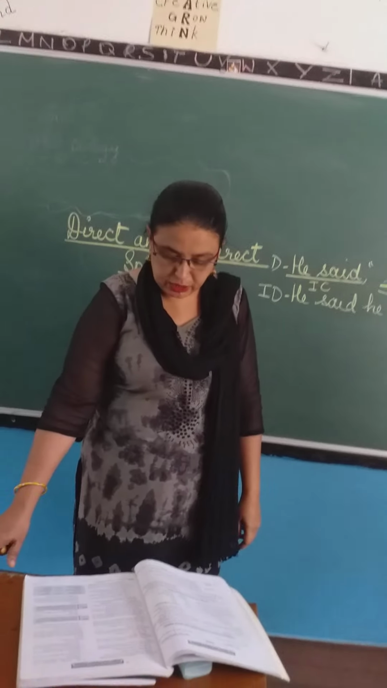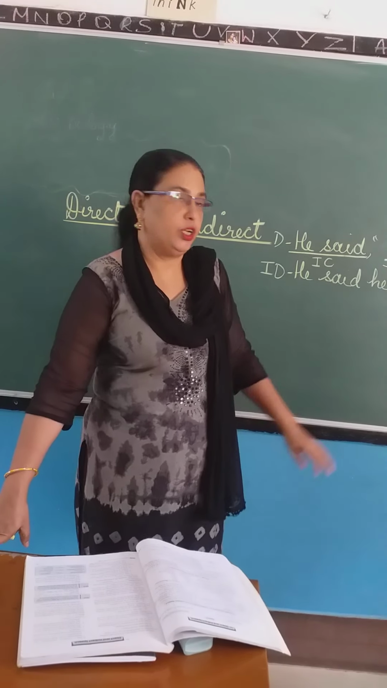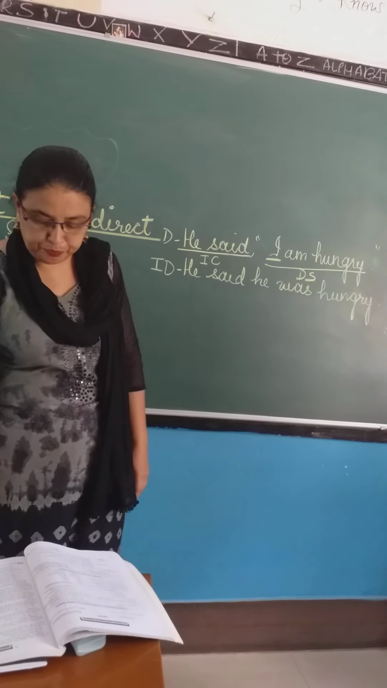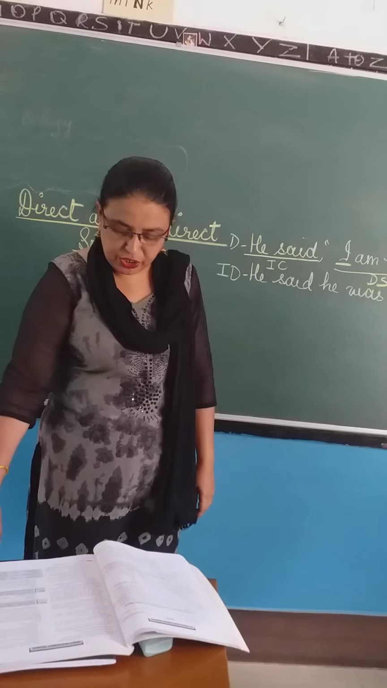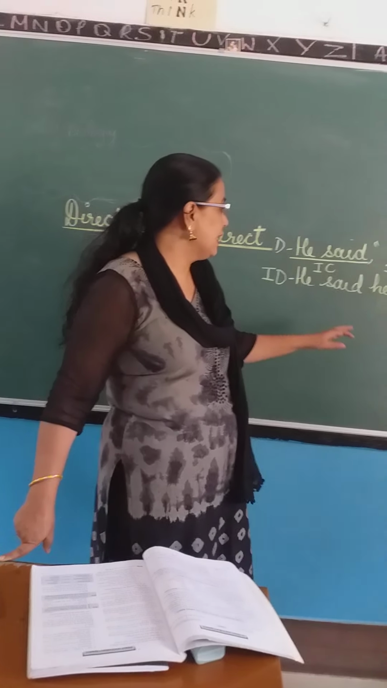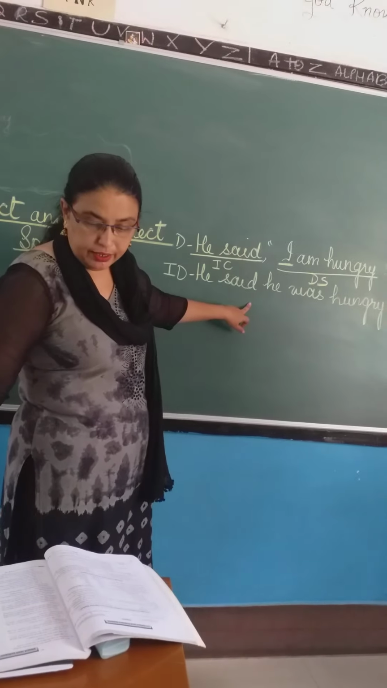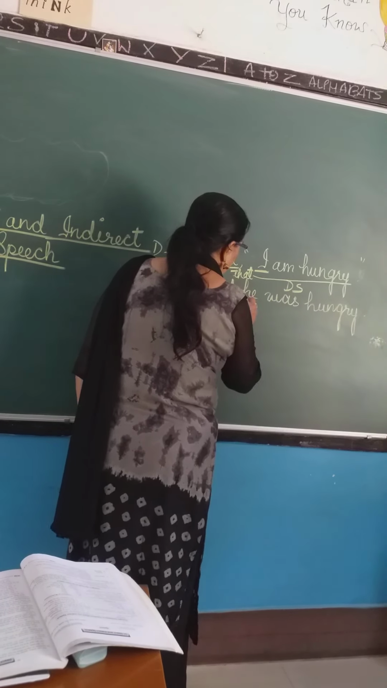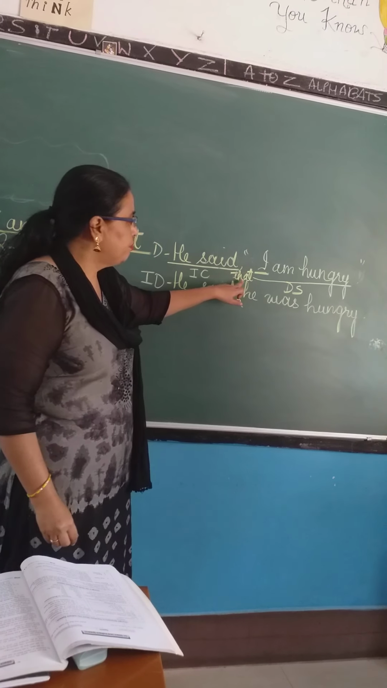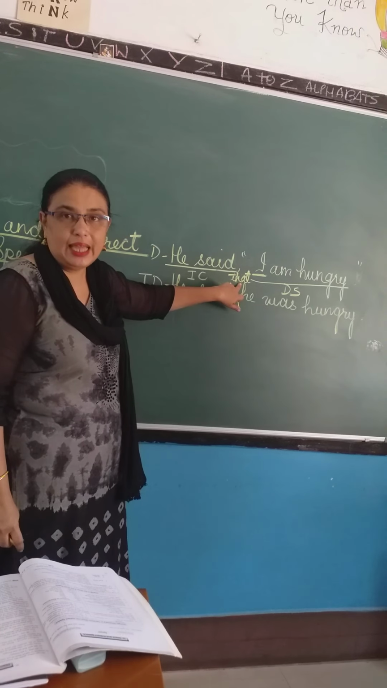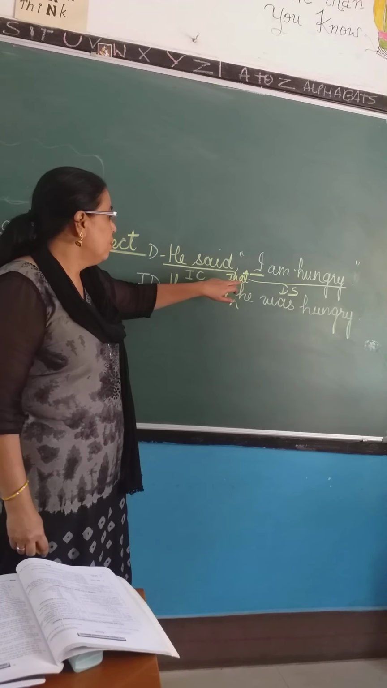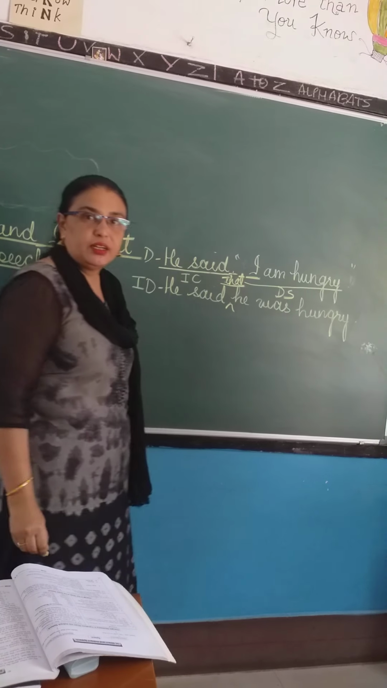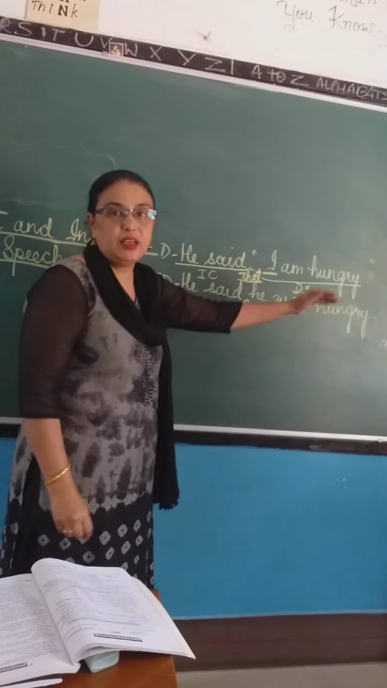Now coming to indirect speech. Inverted commas are not used. You can see the difference here. These inverted commas are not used here. But reported speech is generally introduced by the conjunction "that." Here we have to add "that." So always this comma will be replaced by "that." This is the main difference. Whatever comma is there in direct speech will be replaced by "that." So we will say, he said that he was hungry.